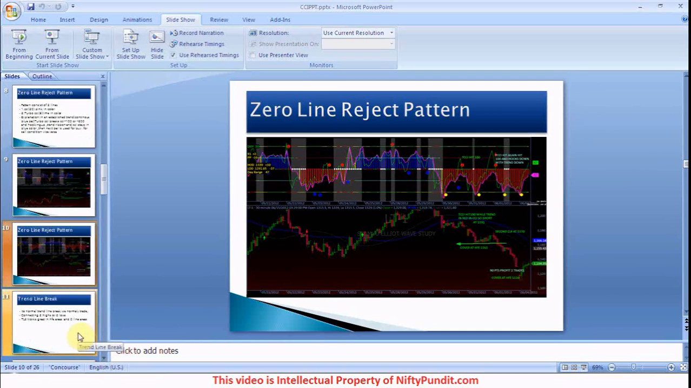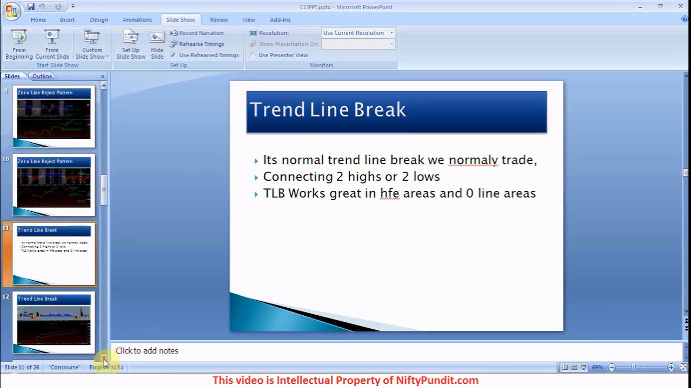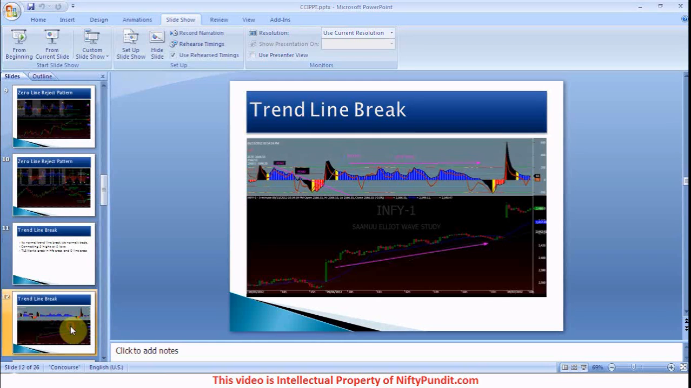Okay, so we are going to see the second pattern, that is trend line break. It is the normal trend line we use in daily trading, connecting two highs and two lows, and trend line breaks work great in HFE areas as well as in zero line areas. Let's see.